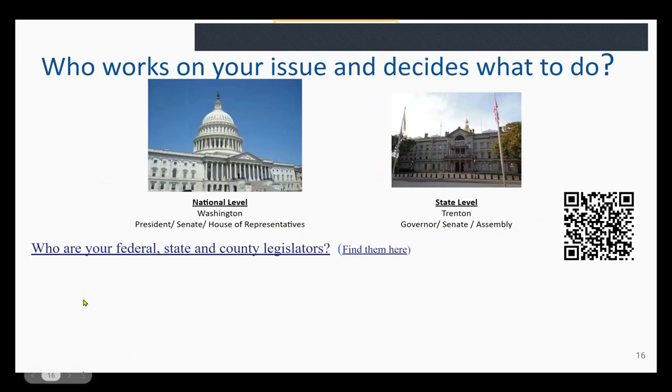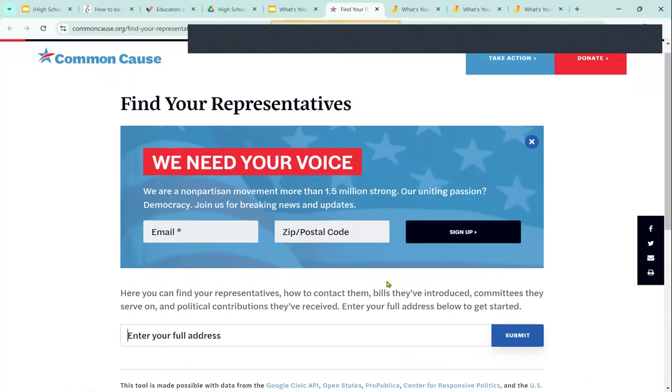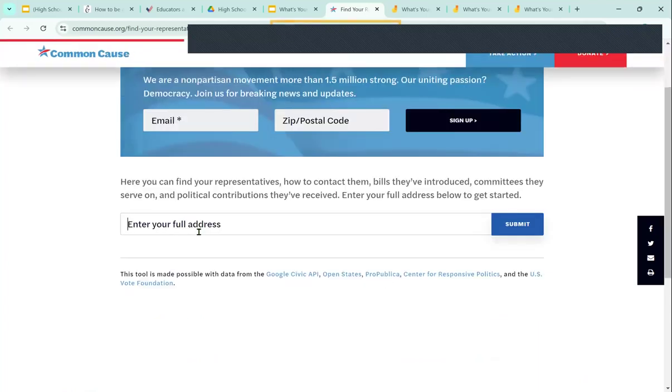All right, so who are those people? There is a website called Common Cause. And if you put in your street address, don't pay attention to what's on the top there. If the kids have their phones, and not every school allows it, but when they allow them, I say, all right, this is legitimate. Take out your phone, ignore where they're asking you for their email address, and just put your full address in at the bottom.